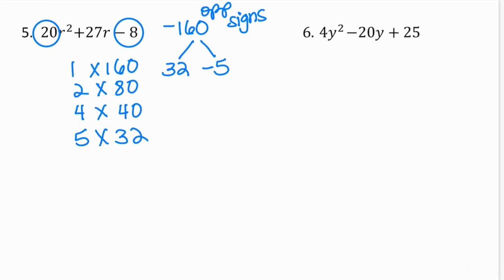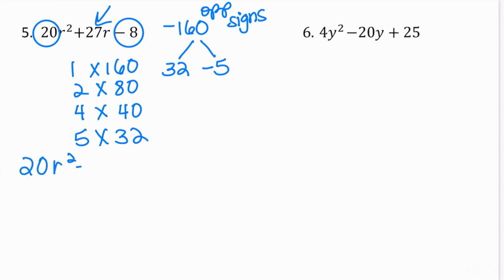Again, I'm trying to get a positive 27 out of this combination. 32 times negative 5 is going to give me negative 160, but it is going to add to give me a positive 27. So once I found the combination, I'm going to rewrite the problem.